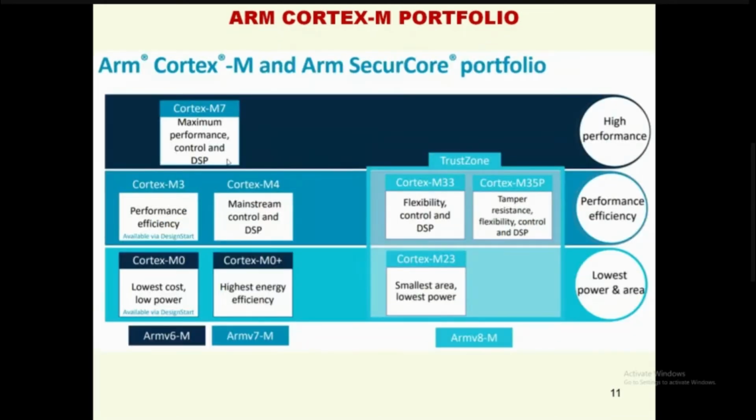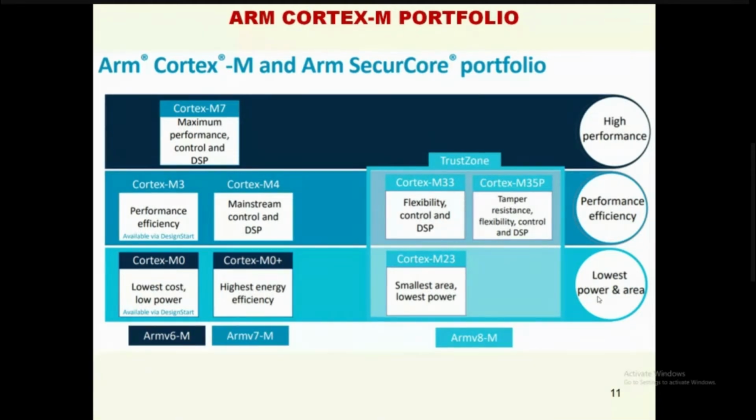Similarly, Cortex-M, the secure core portfolio, where here you can see ARM version 6, ARM version 7-M and ARM version 8-M, meaning for the Cortex-M series. For low power and low area, we use Cortex-M0, Cortex-M0 plus and Cortex-M33. Whenever you want to use very low power, like our smartwatch uses very low power.